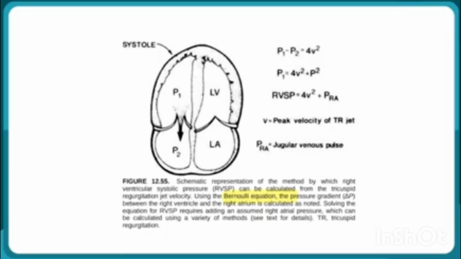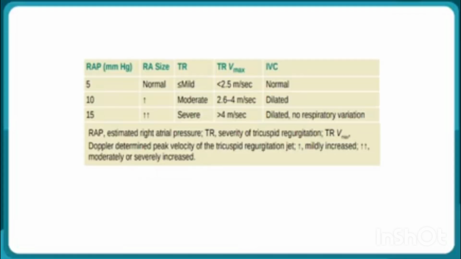We can calculate RV systolic pressure and thus PA pressures by using Bernoulli's equation, which is defined by RVSP equals 4 times velocity squared plus pressure of RA. And how will you define the pressure of RA? It can be 5, 10, 15 depending on RA size, TR severity, TR Vmax and IVC. It is severe when RA size is increased, with severe TR with TR Vmax of more than 4 and IVC dilated with no respiratory variation.